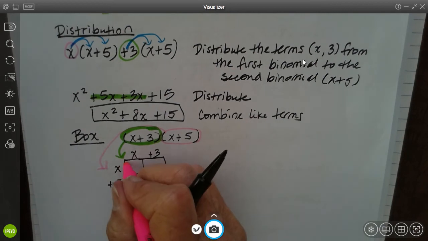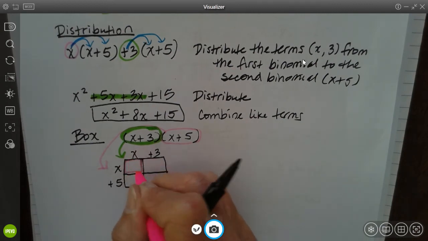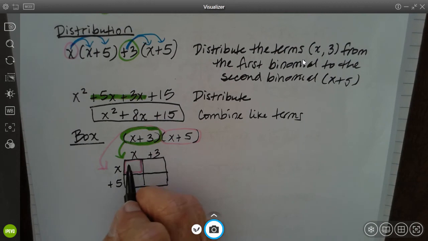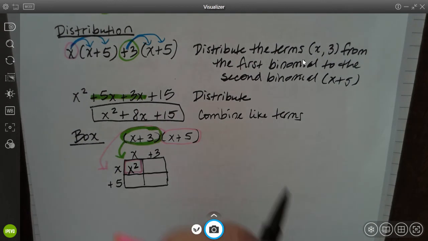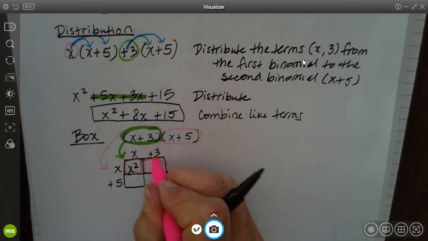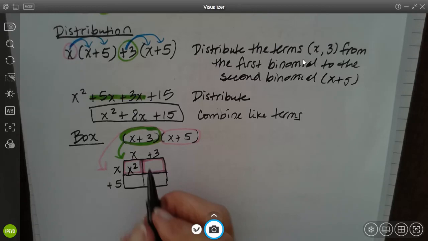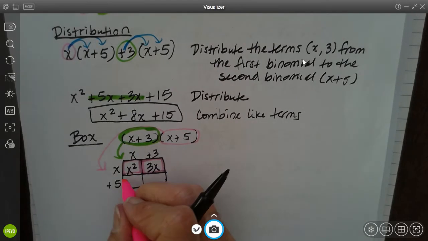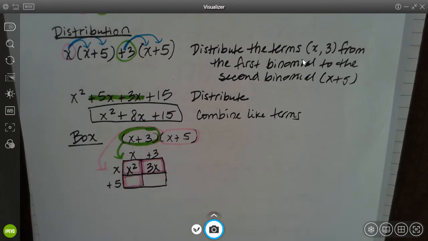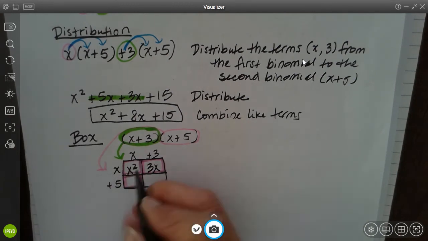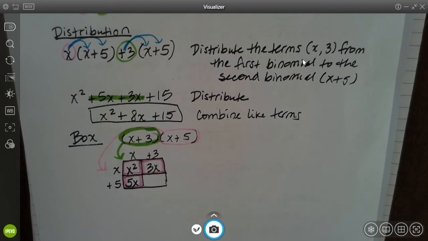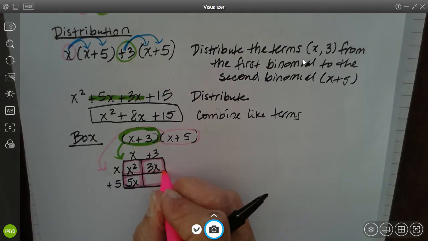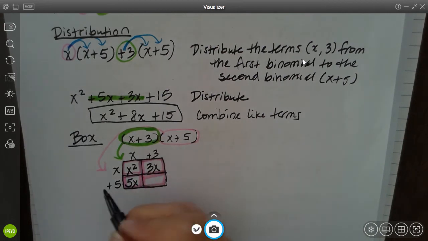And now it's just a matter of multiplying to find the area of that inside box. Area of a box is length times width. So x times x is x squared. The area of this box is 3 times x, which is 3x, and it's positive. The area of this box down here is x times 5, which is 5x. And the area of the last box is 3 times 5, which is 15.